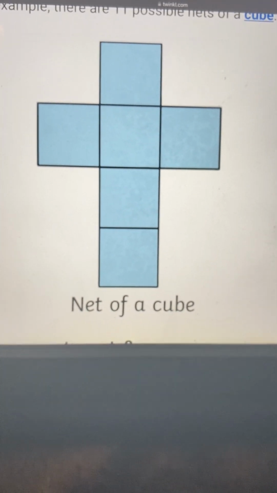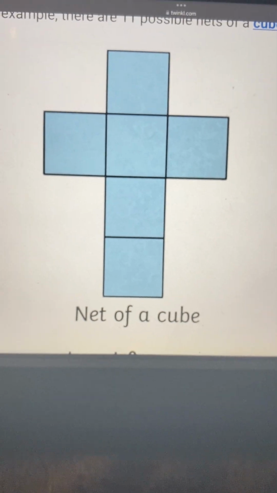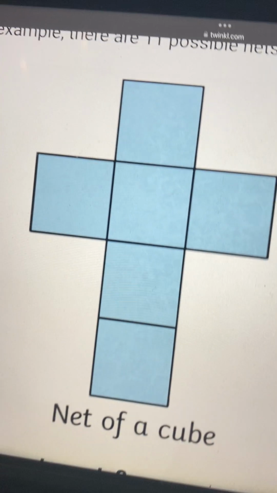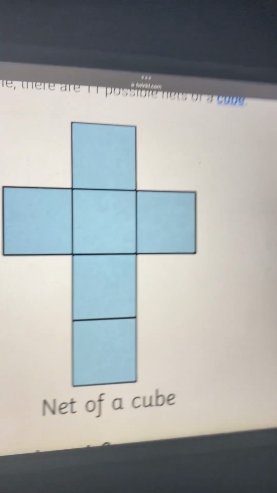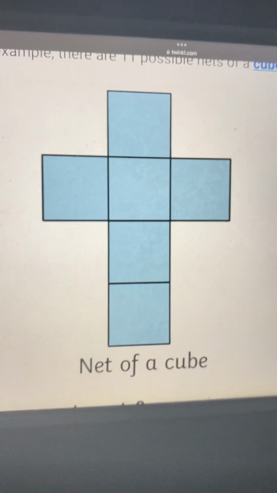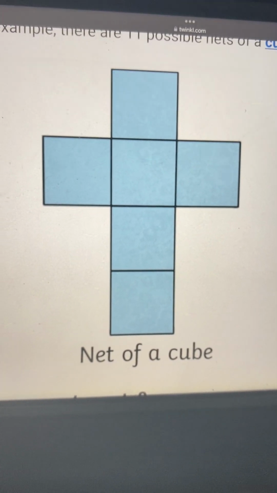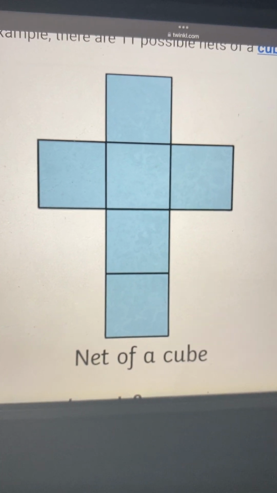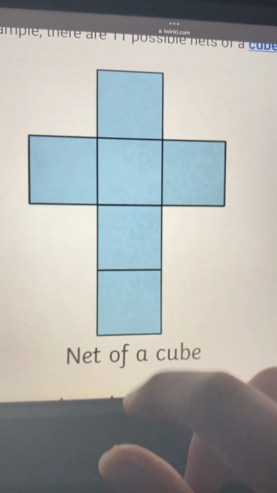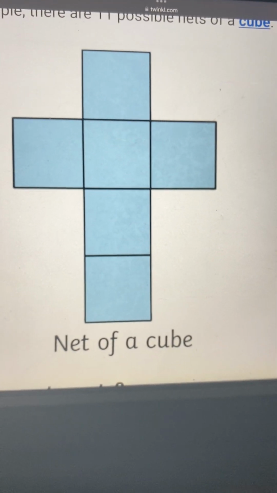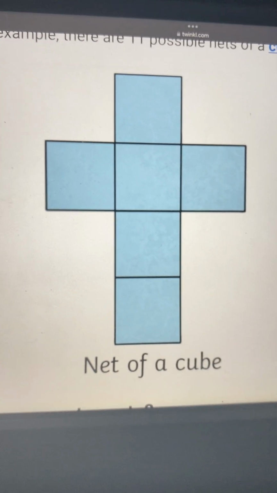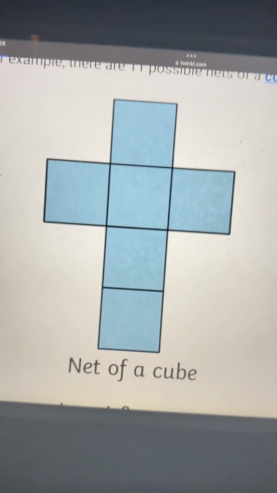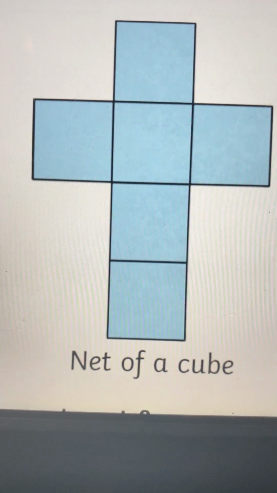Cubes have all 6 faces congruent and parallel squares. So if we look over here, all of the shapes of the net of a cube are the same size, and they are also the same shape, which means that they are all squares, not oblongs. Be careful. Oblongs are rectangles but are not squares, and squares are rectangles but are not oblongs, so be careful.